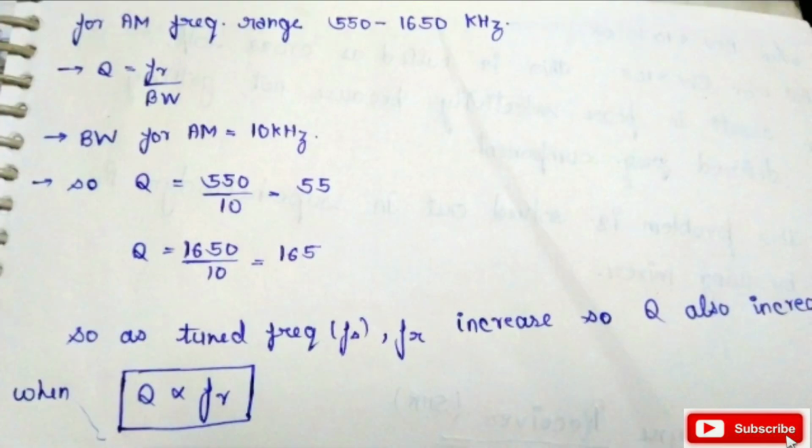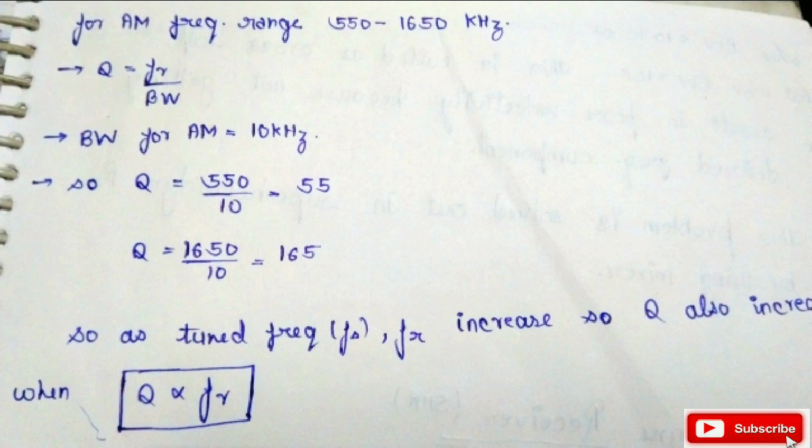Standard range of frequency that is set up by FCC is 550 to 1650 kHz. So Q, that is quality factor, is given by FR divided by bandwidth. FR is the tuned frequency that we want to select and the bandwidth set by the FCC is 10 kHz. So for the minimum frequency 550 we find the quality factor as 55, and for the maximum range of the frequency, 1650, we find our quality factor as 165.